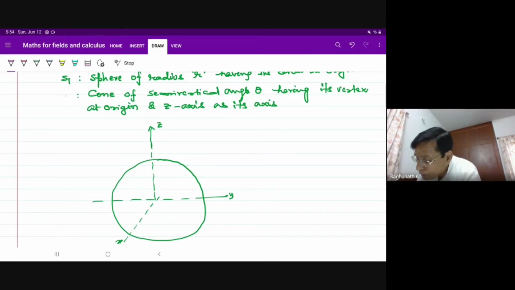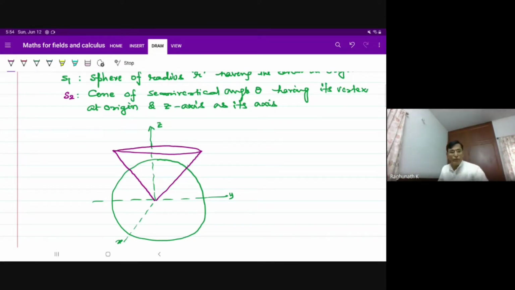S2. S2 is this. Conical surface extending up till infinity with semi-vertical angle theta. Semi-vertical is that's all, from axis to the directrix, which is rotated to generate this conical surface. This is also theta.